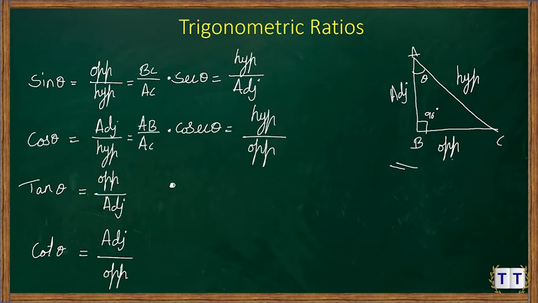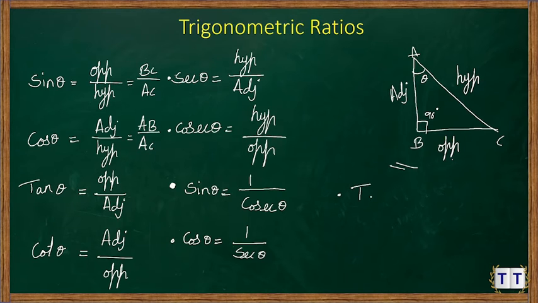More formulas we have. Okay, you can say inverse formulas. Sine theta can also be written as sine. The inverse of sine theta is 1 by cosecant theta. The inverse of cos theta is 1 by secant theta. The inverse of tan theta is equal to 1 by cot theta. Same as it is, it will repeat. The inverse of cot theta is 1 by tan theta.